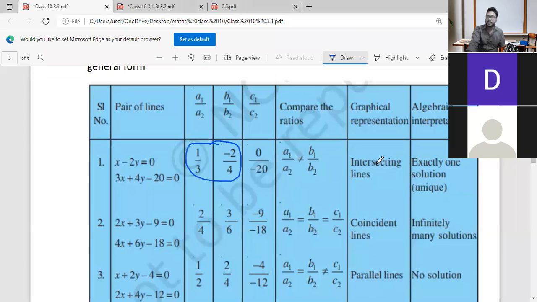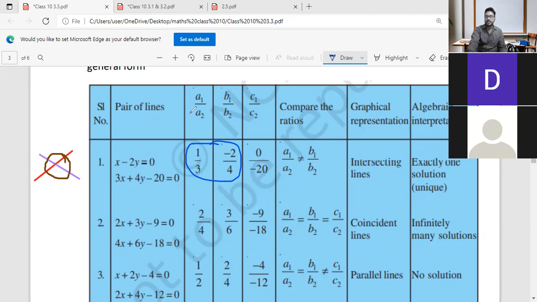And what does it mean? The graphical representation means that they are intersecting lines. You know what an intersecting line is? Clear? Maybe I will show you once again, which means these two lines are intersecting like this. In the first case, these two lines are intersecting like this, and obviously they have only one solution, exactly one solution. This is the point. Only one solution. Now we are going to our second case.